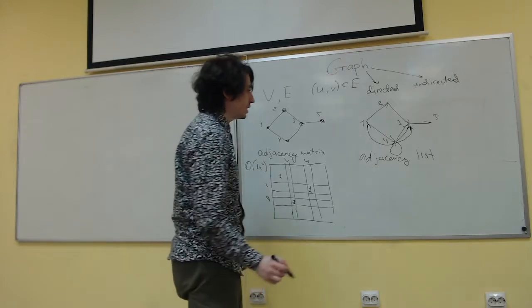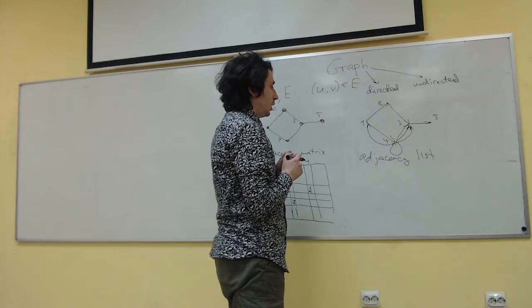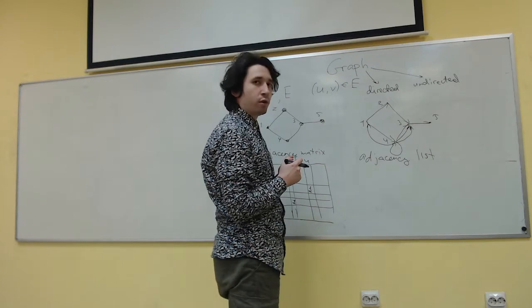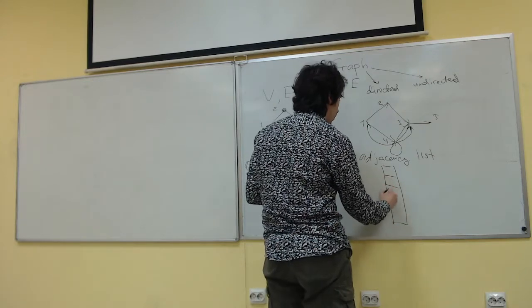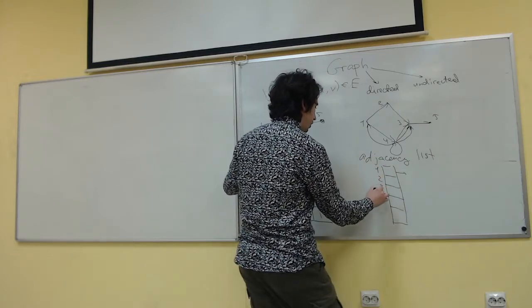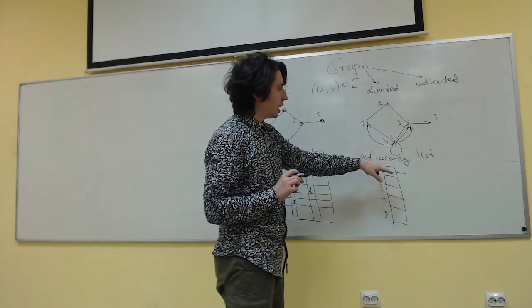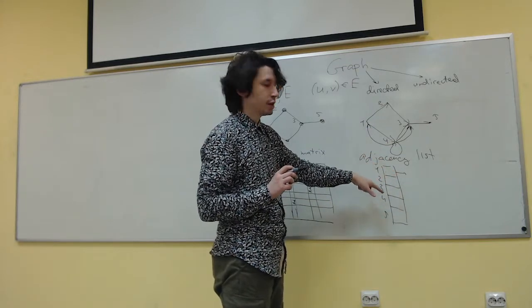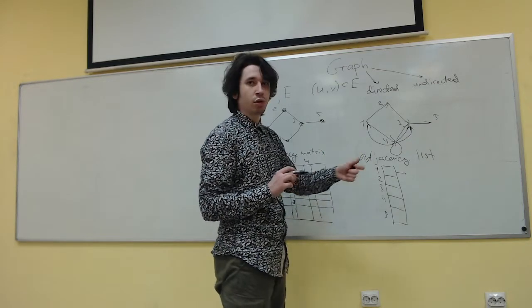So the adjacency list is a little bit more complicated. This is an array of lists, where each cell stores a list. So for example, here 1, 2, 3, 4, 5, and it simply shows, in an undirected graph, the neighbors of each vertex, and in a directed graph it shows the outgoing edges.